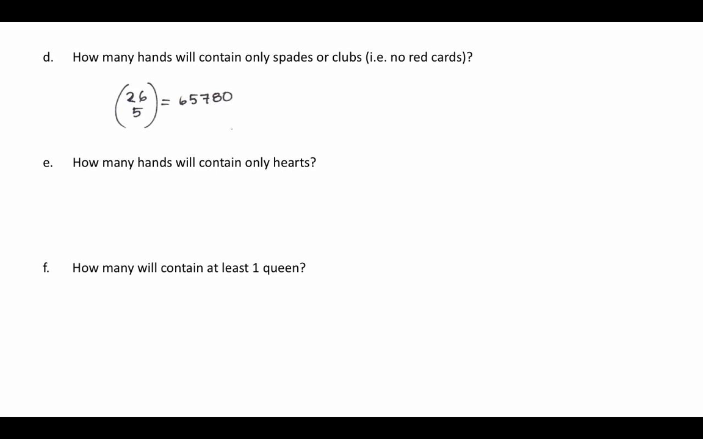How many hands will contain only hearts? Again, this follows right along from example D. There are only 13 hearts in a deck, we're choosing 5 of them, and we get 1,287 different hands with only hearts.